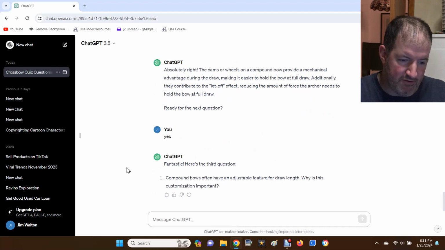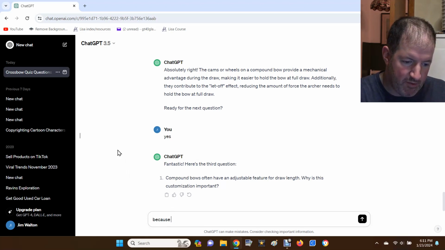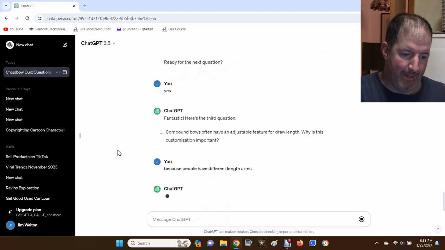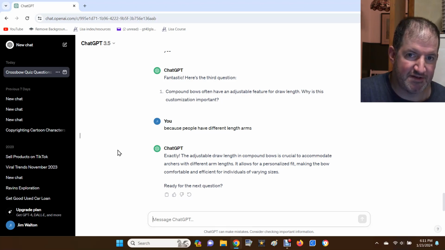Fantastic. Here's the third question. Compound bows often have an adjustable feature for draw length. Why is this customization important? Because people have different length arms. Exactly. The adjustable draw length in compound bows is crucial to accommodate archers with different arm lengths. It allows for a personalized fit, making the bow comfortable and efficient for individuals of varying sizes.